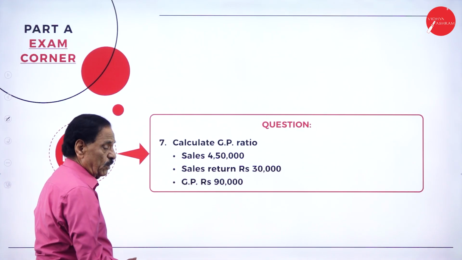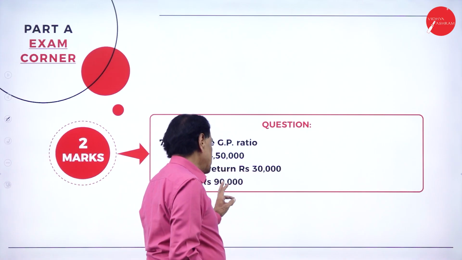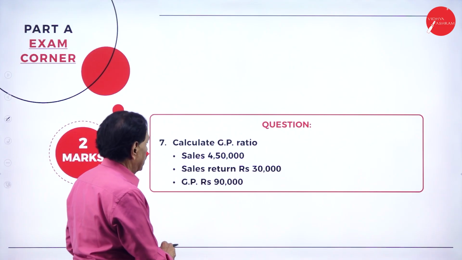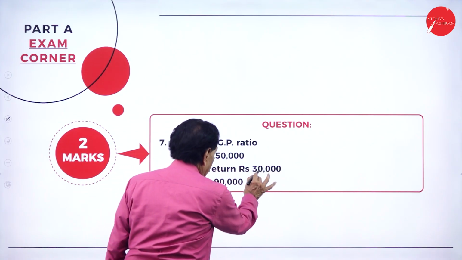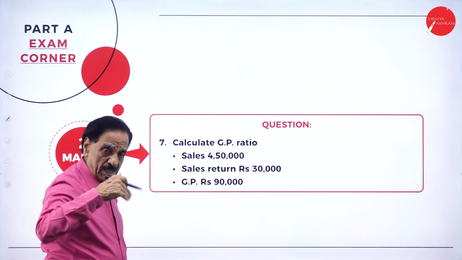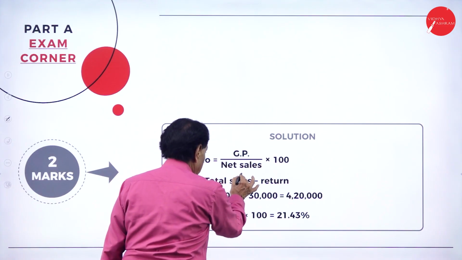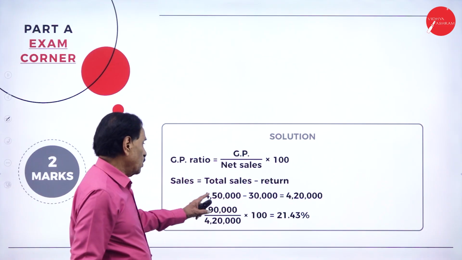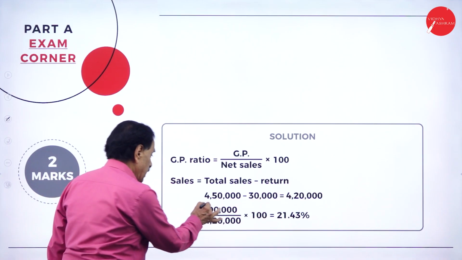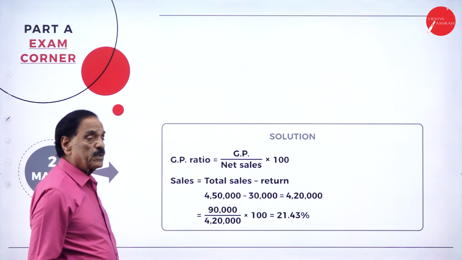Calculate GP ratio. Sales is 4,50,000, sales return is 30,000, GP is 90,000. So net sales is 4,50,000 minus 30,000. GP ratio is equal to gross profit divided by net sales into 100. Total sales minus return, 4 lakh 50 minus 30, is 4 lakh 20. Gross profit is 90 divided by 4 lakh 20 into 100, which is 21.43%.